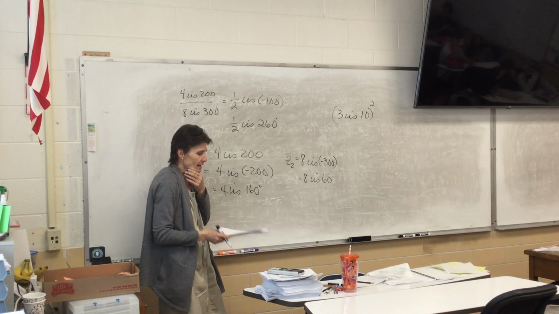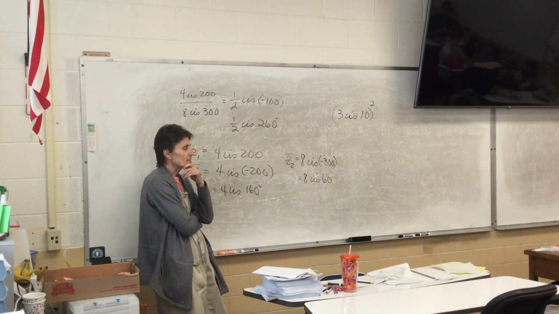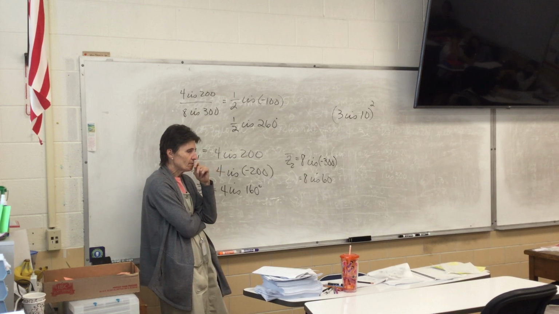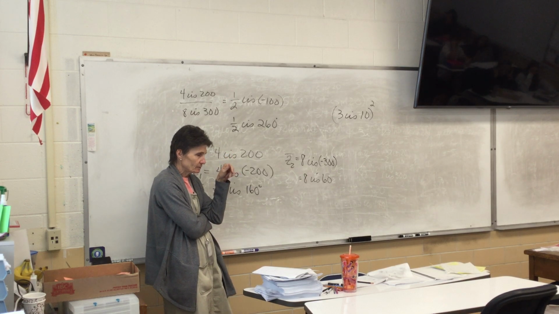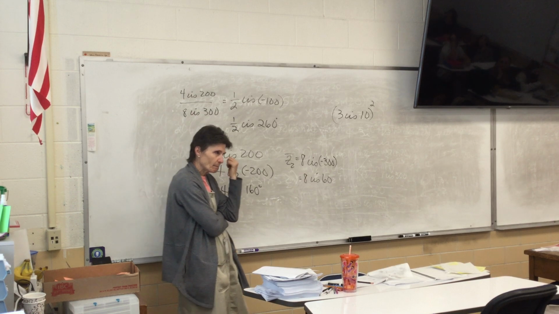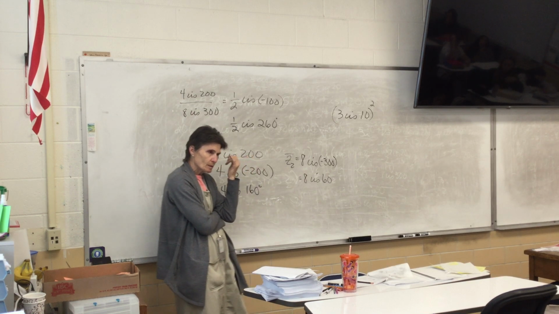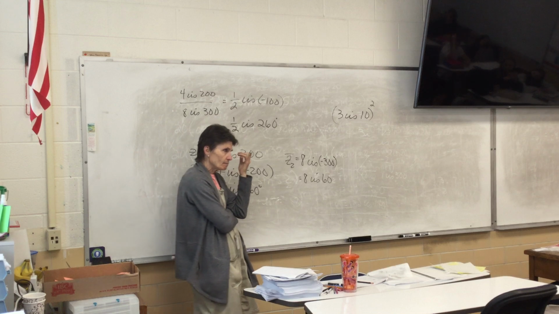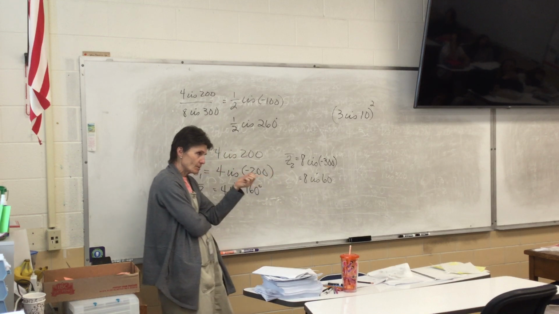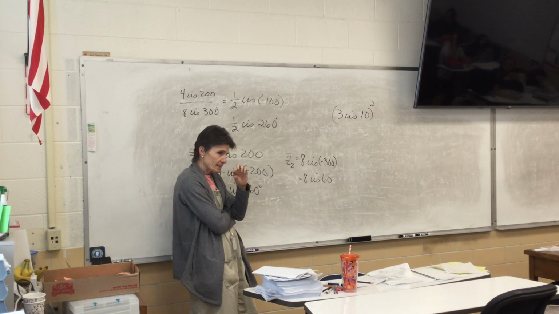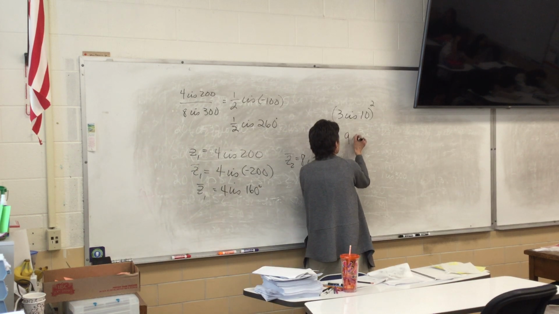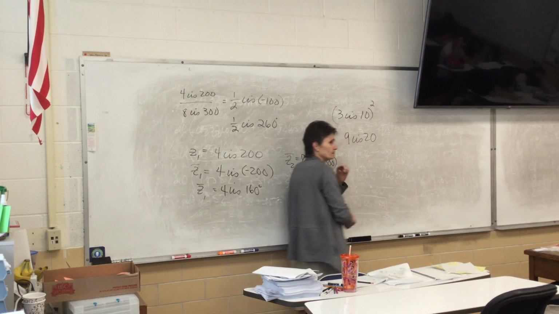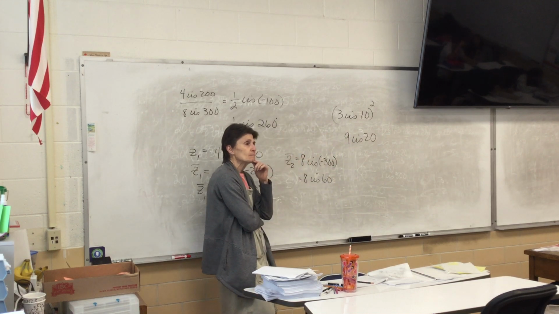Think about that for a second. What does squaring mean? Timesing by itself. And how do we multiply numbers in polar form? We multiply the r's and add the angles. So does it make sense to you that this would be 9 CIS 20? Does that make sense?